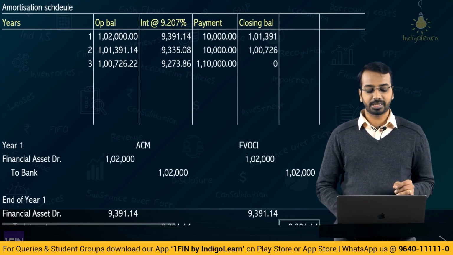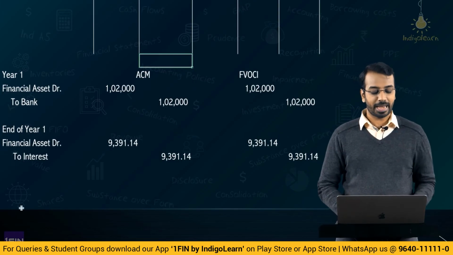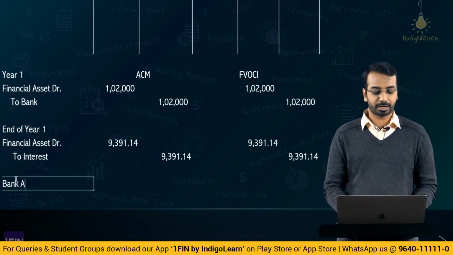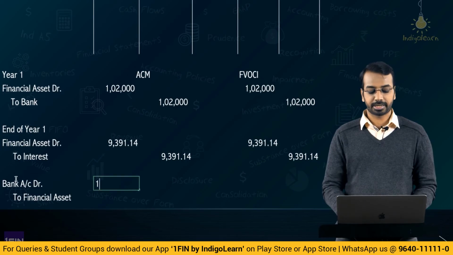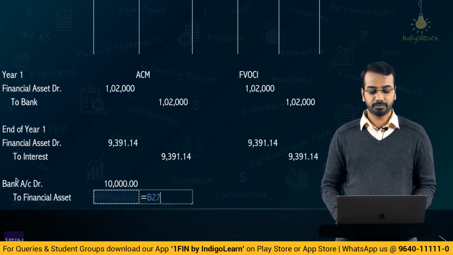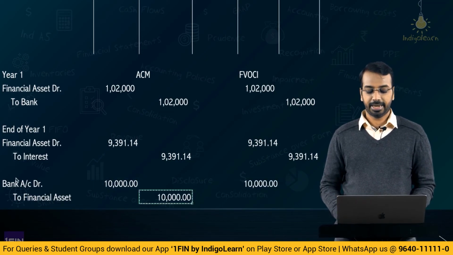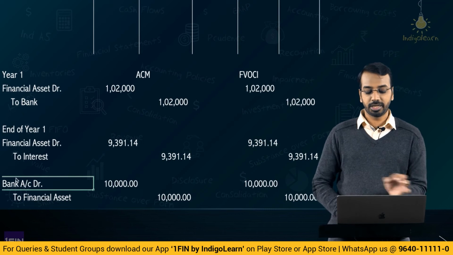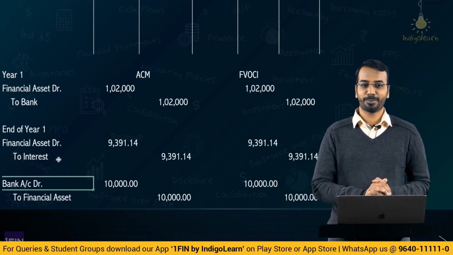Now, what is the difference then? The difference between these two is the fair value computation, but before that we will receive the money. So, bank account debit to financial asset, how much? We will get 10,000 here and 10,000 here. This entry will be same here also, 10,000 here and 10,000 here, right. So, these entries are same under both amortized cost as well as FVTOCI method.